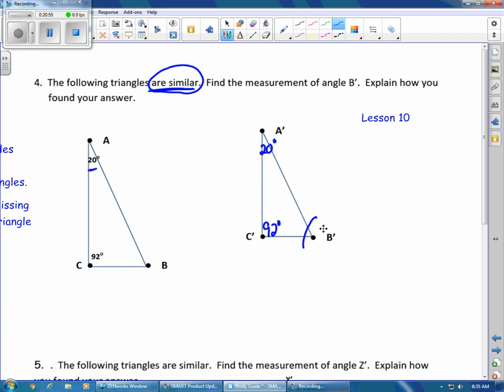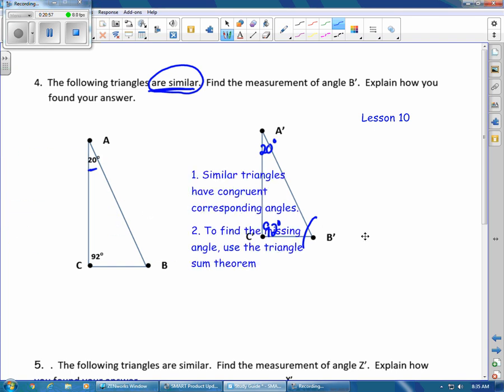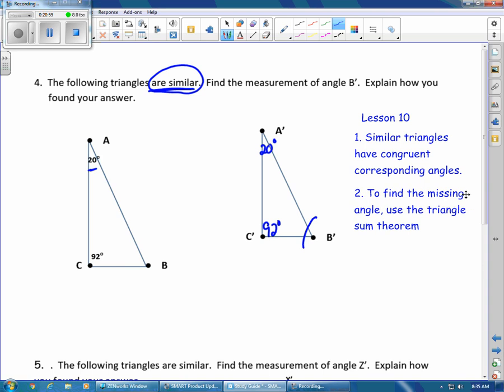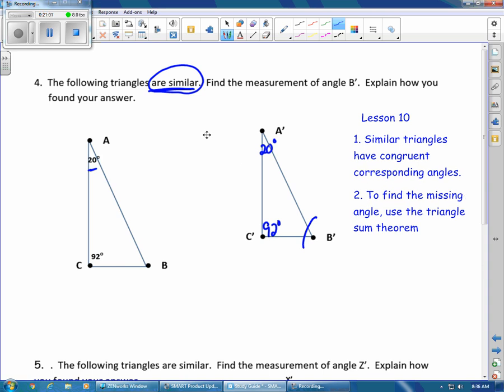So the triangle sum theorem, let me see what I wrote here. I'm going to make sure that I wrote everything. Similar triangles have congruent corresponding angles. Okay, that was the first step. I filled them in. To find the missing angle, use the triangle sum theorem. So 20 plus 92 plus the measure of angle B prime is going to equal 180. 20 plus 92, use your calculator, is going to be 112.